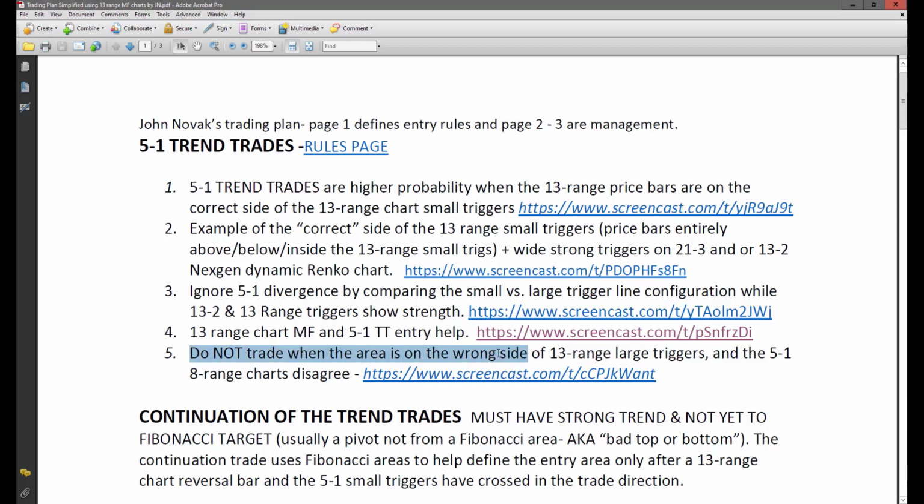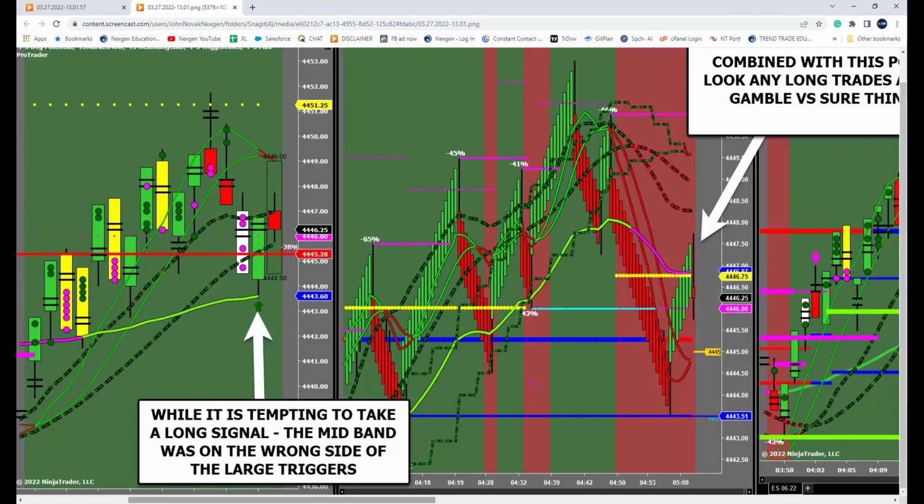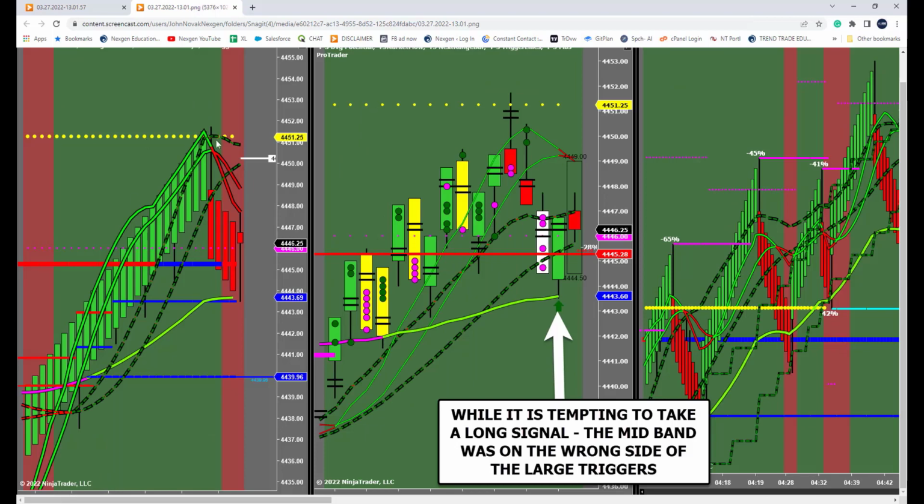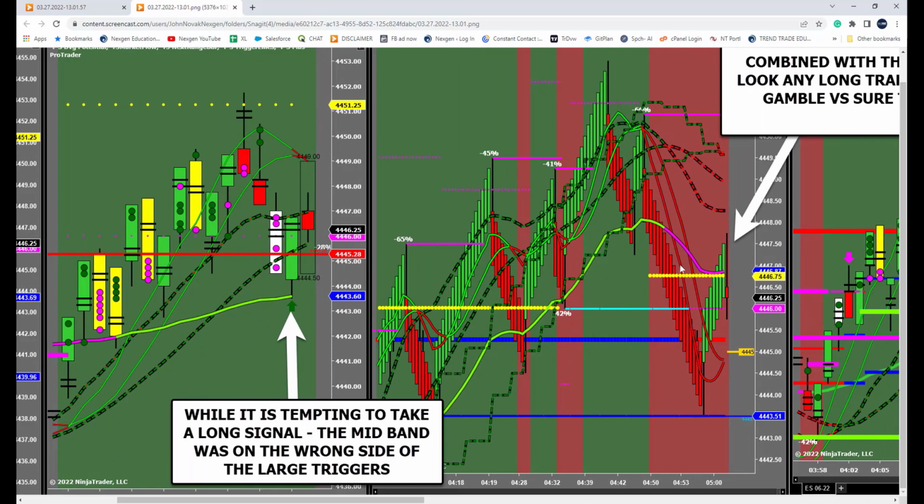Do not trade when the area is on the wrong side of the 13 range. Large triggers and the 5-1 charts disagree. This one's pretty straightforward. Let's just look at it together. I'll blow it up for you. So the idea is, do I want to trade long if the support area is literally below the large triggers, even though they're going up? And the answer is no, I don't. And it doesn't really matter because the small triggers are way below everything over here, and this is just not going to be a trend trade setup.